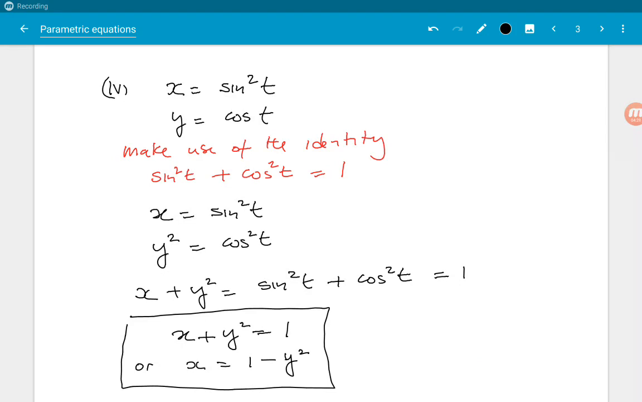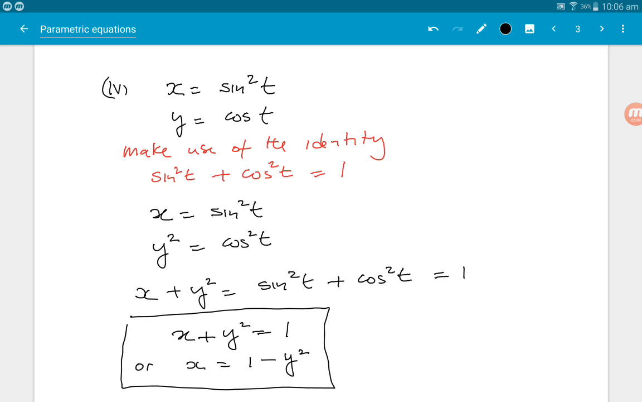Right, in examples 4 and 5, you note that they include trigonometric functions. For the early part of the course, we are going to make use of this identity, which you should remember from your AddMath classes. sine squared t plus cos squared t is equal to 1 for all values of t. So whenever we see these trig functions, we have to use identities that we would have learned, or we will learn in trig.